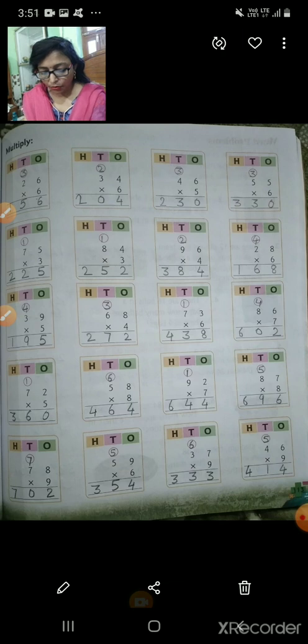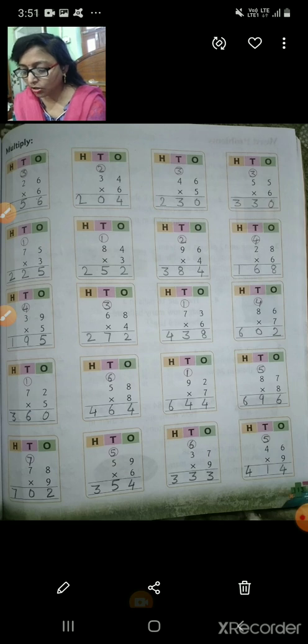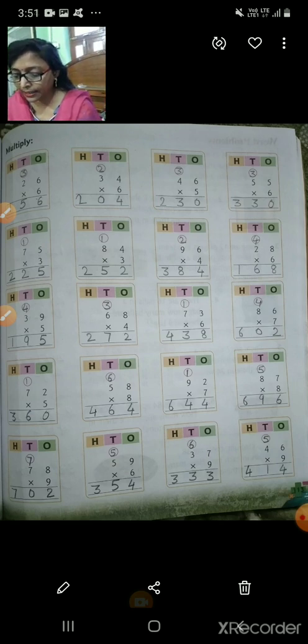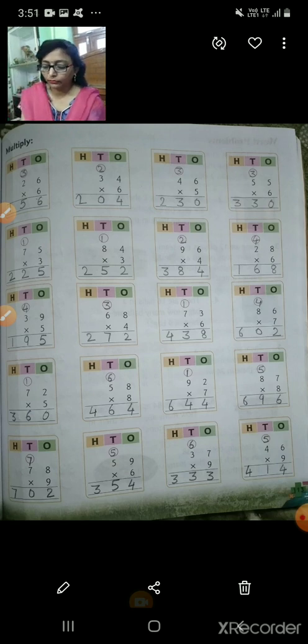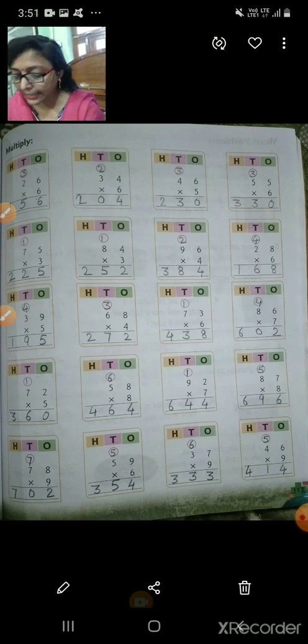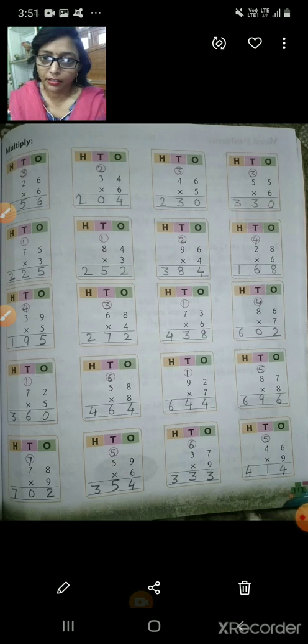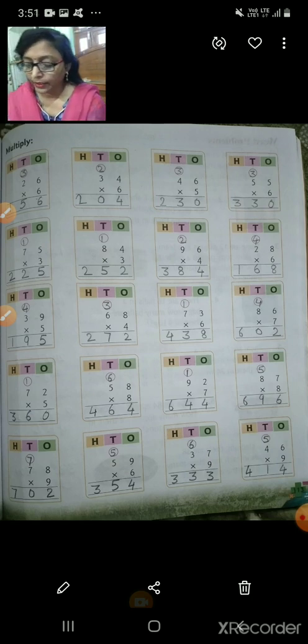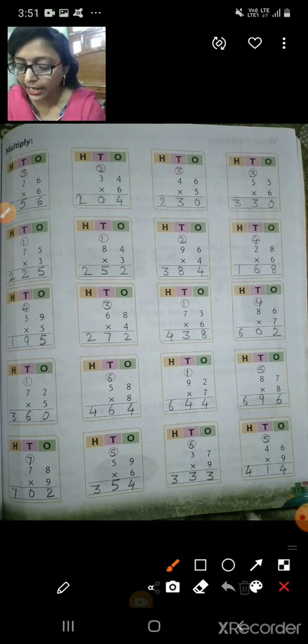Now come to page number 113. It's a multiplication of a 2-digit number by a 1-digit number, but the answer will come up to the 100s place. Okay, so let's start. First is 26 multiplied by 6.